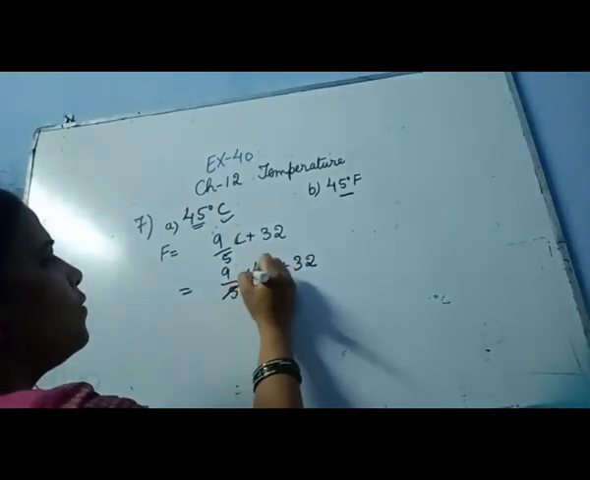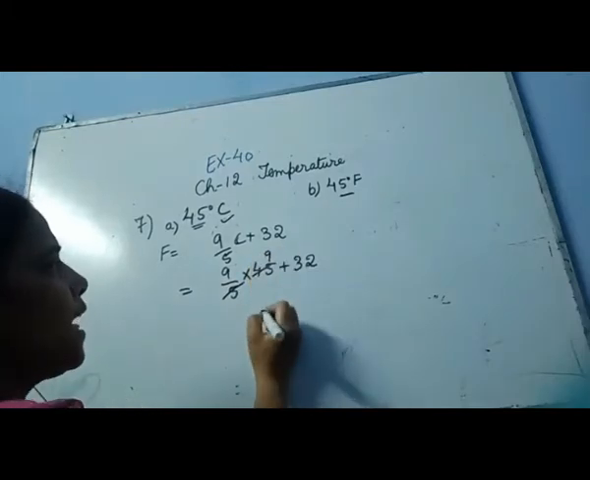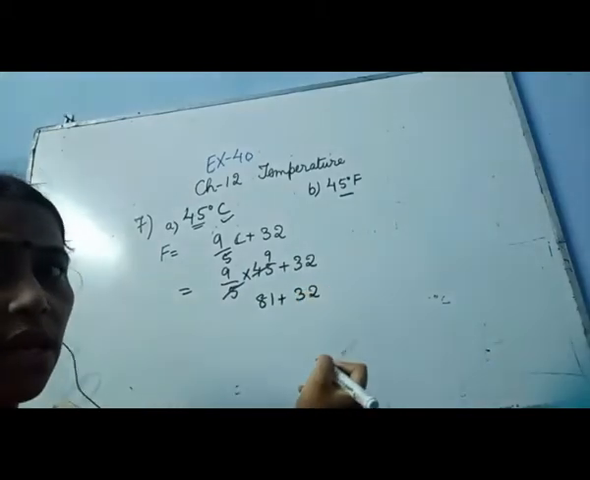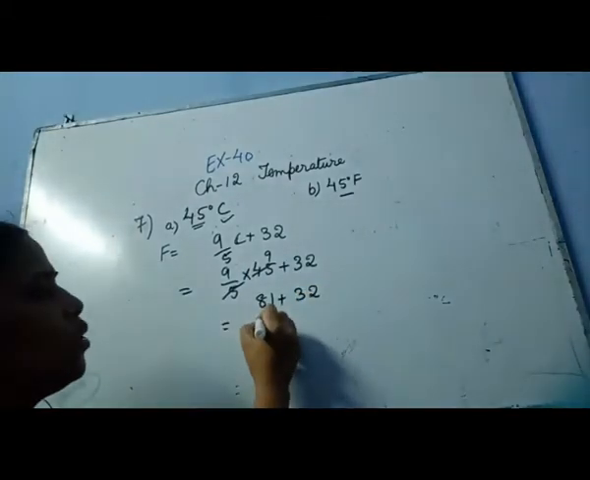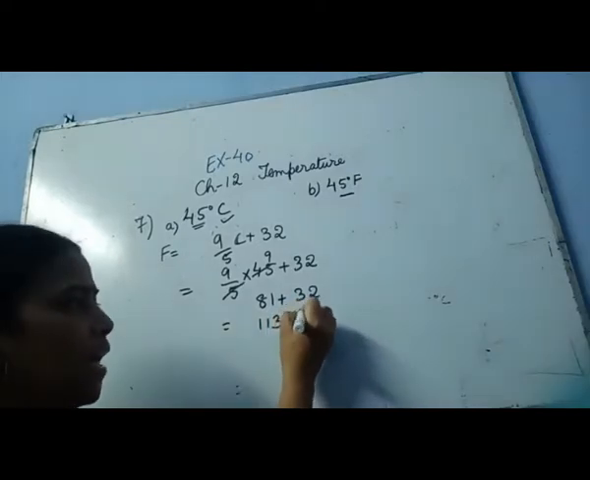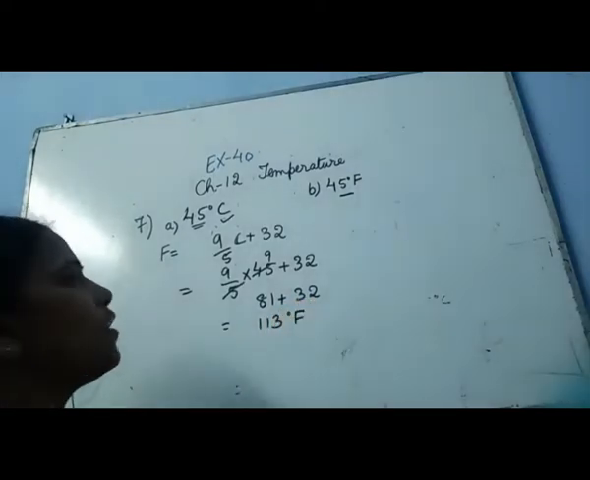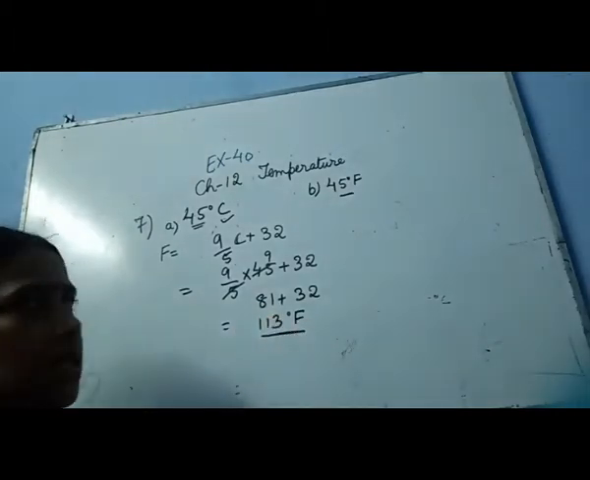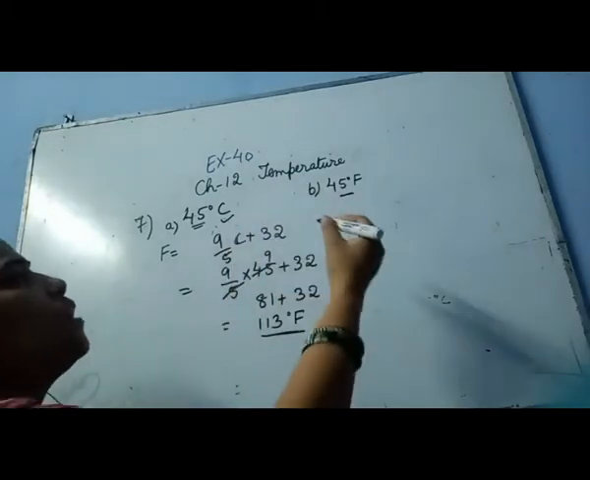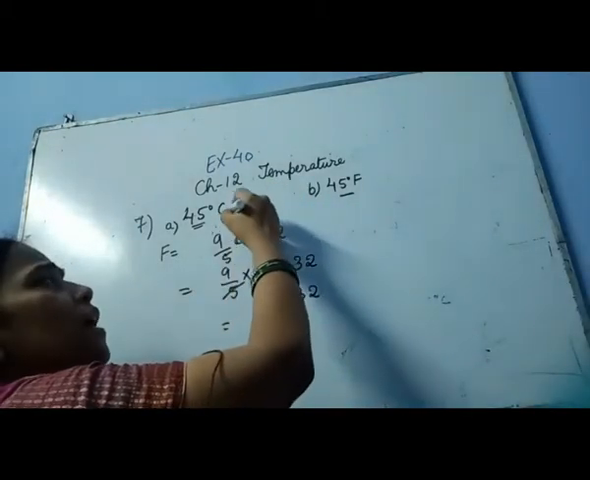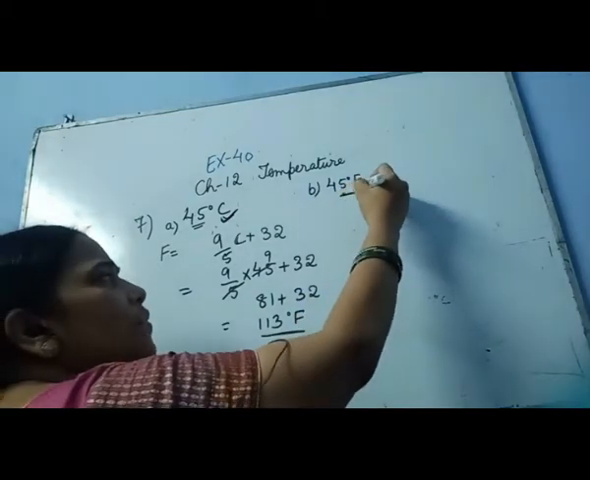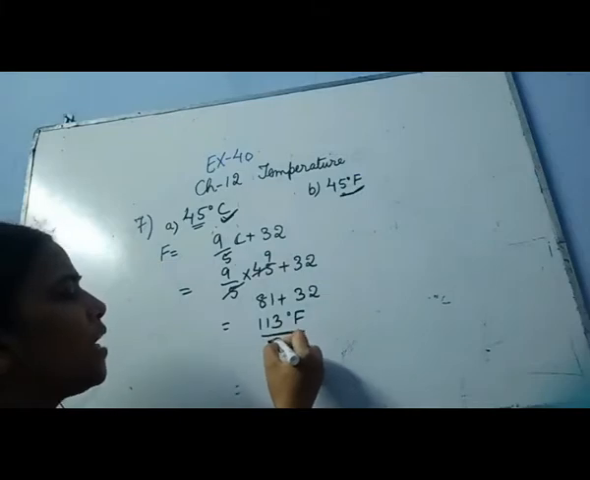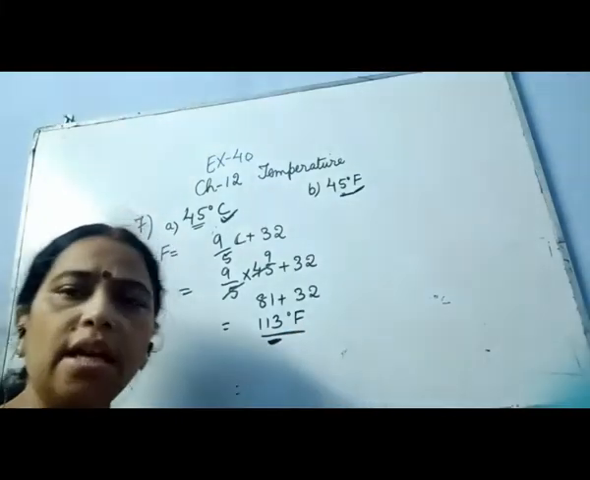Now when we do this, 9 times, that is 81 plus 32. How much will we get? 113 degree Fahrenheit. Now we have converted this 45 degrees Celsius into Fahrenheit. So which one is hotter? 45 degrees Celsius or 45 degree Fahrenheit? This 45 degrees Celsius has been converted into Fahrenheit, then we get 113 degree Fahrenheit.